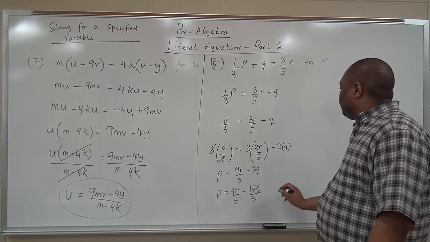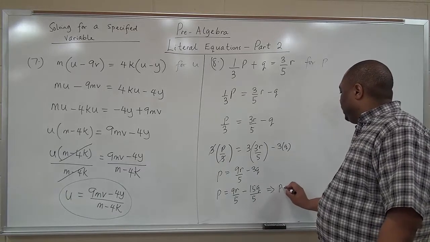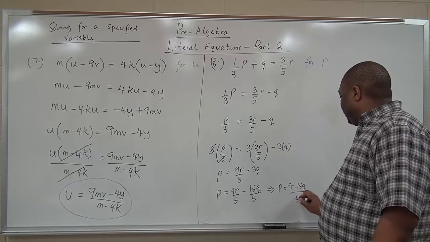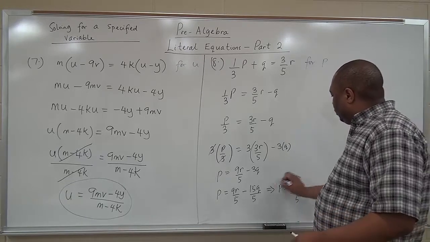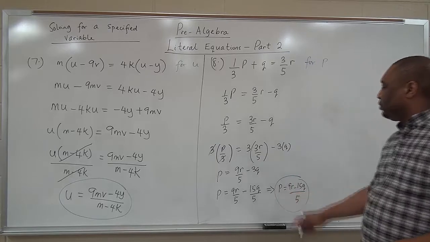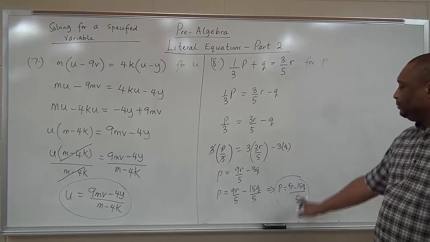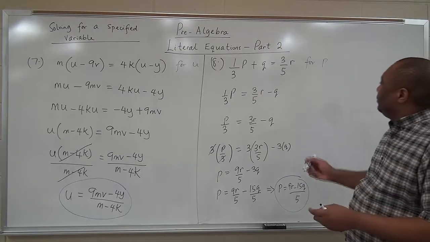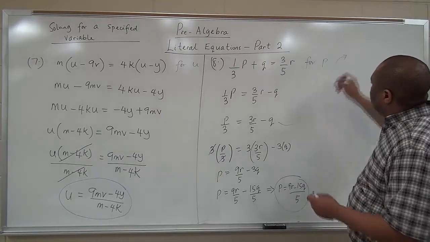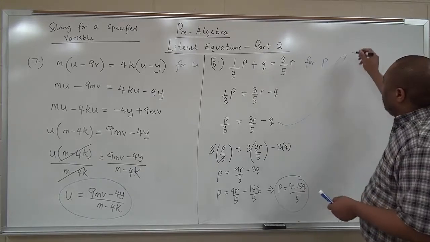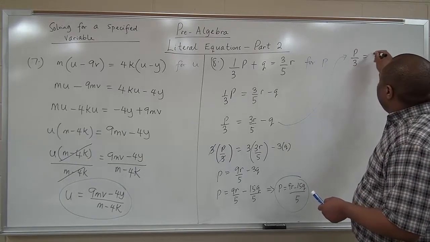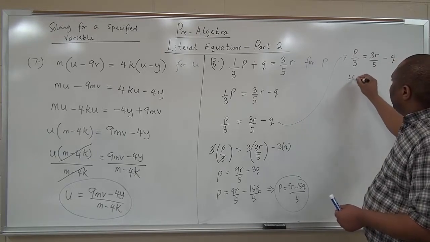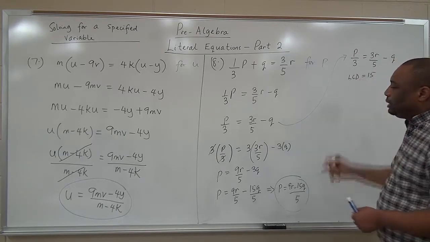And you now have, this implies that p equal to 9r minus 15q over 5. You can leave your answer. This becomes your answer, the more acceptable answer. But from here, you can multiply everything by the LCD. The LCD is 15, if you want to.